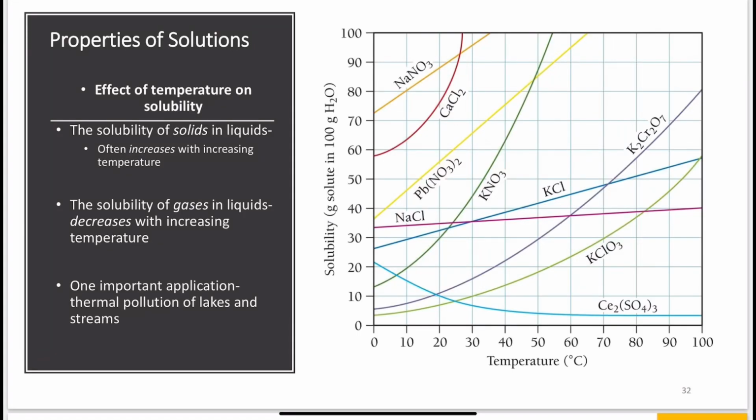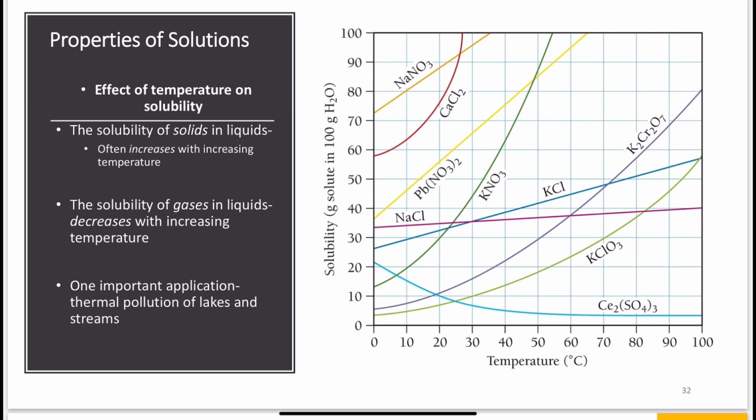So let's talk about how pressure and temperature can affect the solubility of solutes in different solvents. We're going to talk about gases, and we're also going to talk about some solids and how they will be affected when we're trying to dissolve them into different solvents. Again, what you are dissolving is your solute. What you're dissolving it into is your solvent.